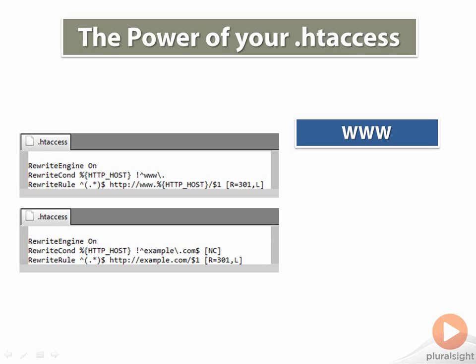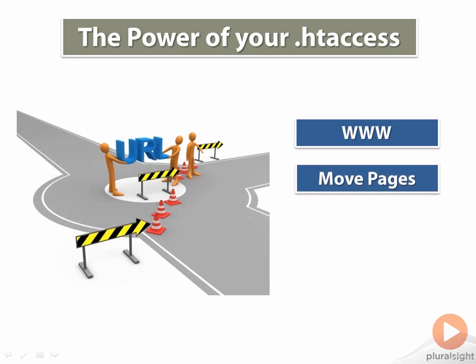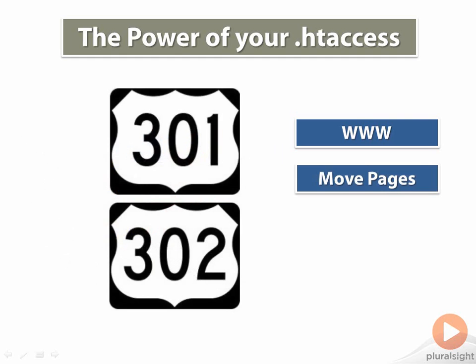Now, as stated before, merging these two domains into one is one of the most important uses of any htaccess file. However, there are several additional things that you can use the .htaccess file for. It is also helpful to use the .htaccess file to redirect individual pages. The two most often used codes are 301 and 302.